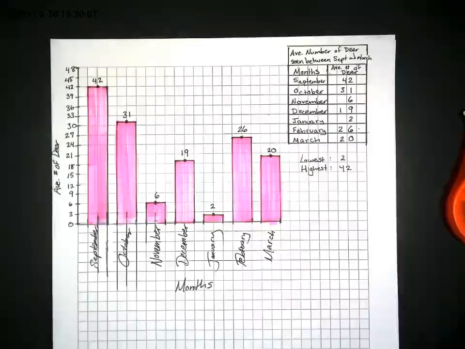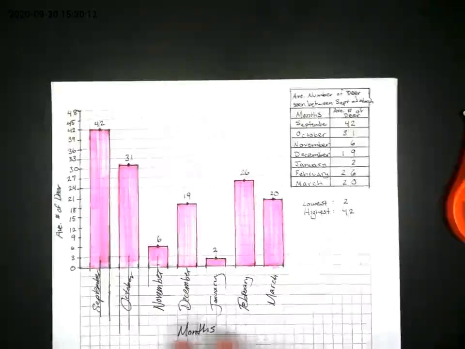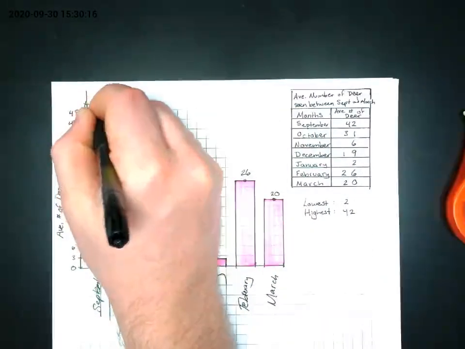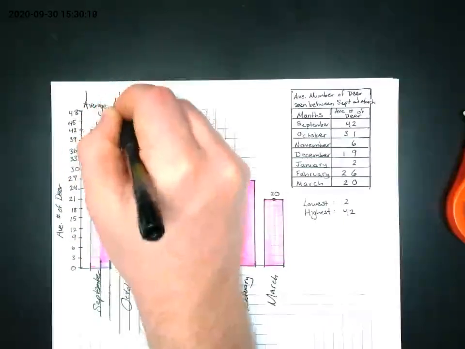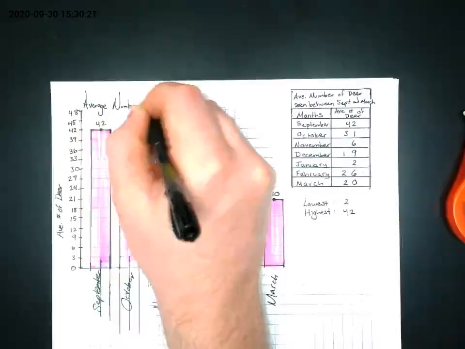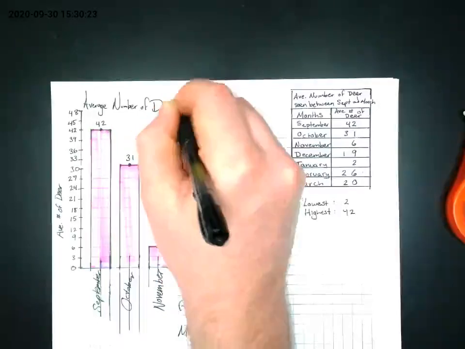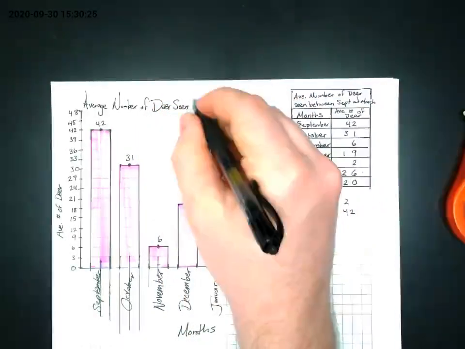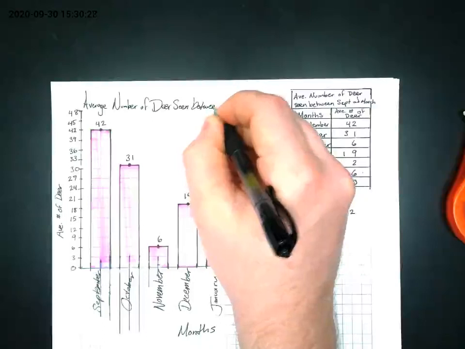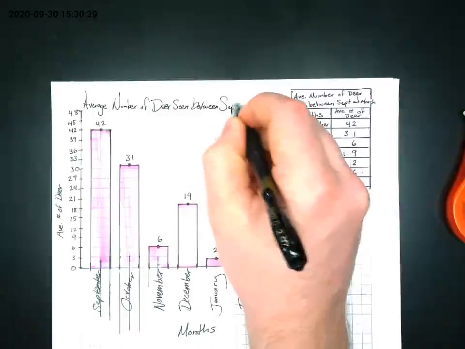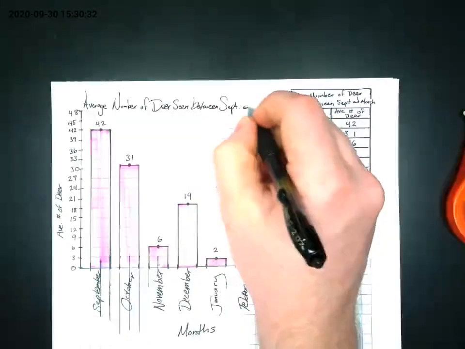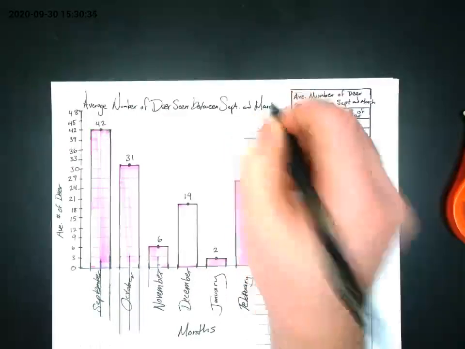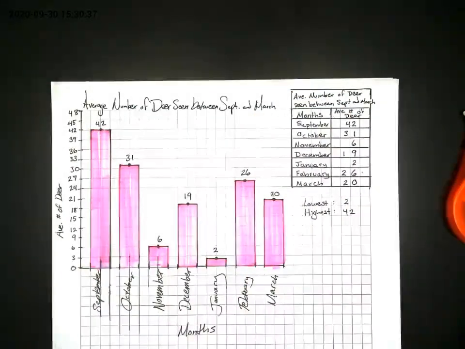Okay, so the last thing that's left here is we need a title. And we're just going to take the title that we had over here. So we'll have average number of deer seen between September and March. Boom. And there's our title. Okay. And that's our bar graph.